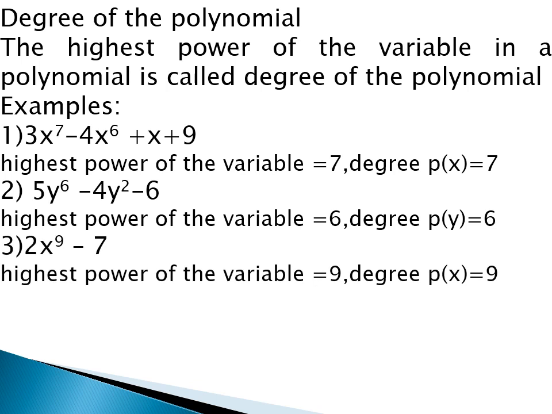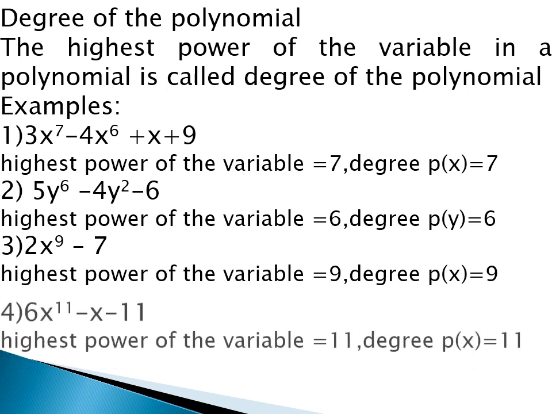Similarly, the third one, 2x raised to 9 minus 7. See, the highest power is what? 9. So the degree there is also 9. When we are telling the degree, you should see the highest power of the variable. At the same time, a variable with a 0 coefficient will not be considered. The next one we have to go.